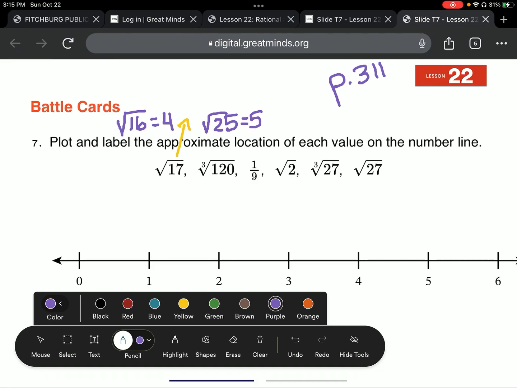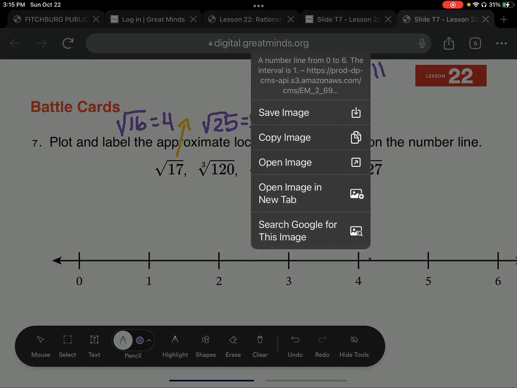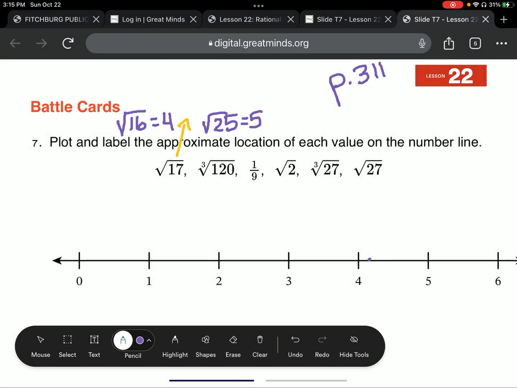Because 17 is much closer to 16 than it is to 25, I know that on my number line, the square root of 17 is going to be a lot closer to where the square root of 16 would belong. Since the square root of 16 is 4, I know that I can place the square root of 17 pretty close to 4 on my number line. So here we go. I'm going to put that there, and I'm going to say that is the square root of 17. And I'm just being approximate. It's much closer to 4 than it is to 5. So I've done that one.